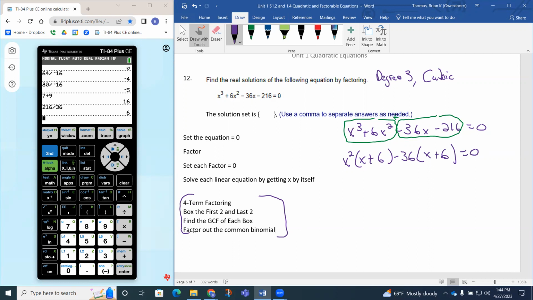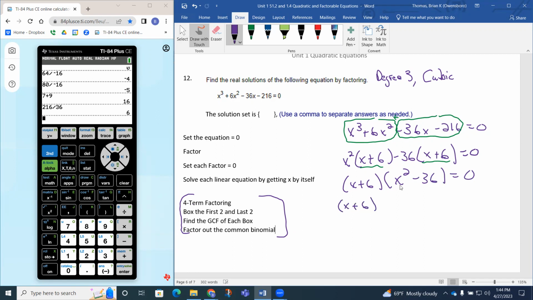The next thing we want to do is factor out the common binomial. Notice that there's this common binomial now. So what we want to do is bring that out in front, factor it out. So usually when I say factor something out, that means to bring it to the front. So x plus 6 comes out in front. So if I remove the x plus 6 here, that's going to leave me the x squared. If I remove the x plus 6 over here, that's going to leave me this minus 36, and that's going to equal 0.